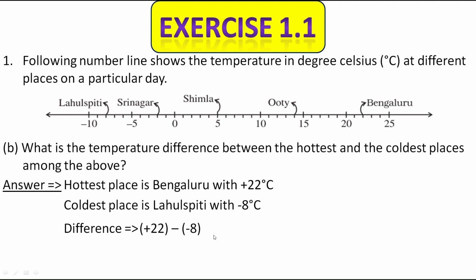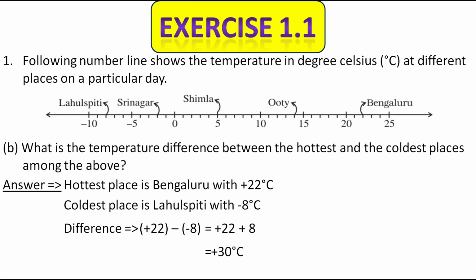So we have to change the sign of the next digit. These rules are also mentioned in that video, so you can go through that video. Now plus 22 plus 8 it became. Why did it become plus 8? Because in front of this bracket we have a minus sign. If there was a plus sign, there would be no need to change the sign of the digit, but here it is a minus sign, so we have to change the sign of the next digit. Now both of them have the same sign, so we have to add them. 22 plus 8 gives you 30 degrees, and the bigger number's sign is plus, so we give a plus sign to the answer. So the difference between the hottest place and the coldest place is plus 30 degrees centigrade.